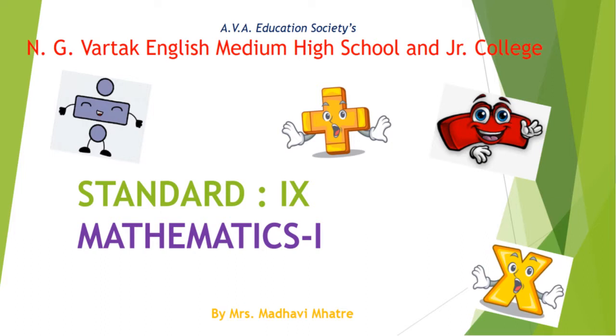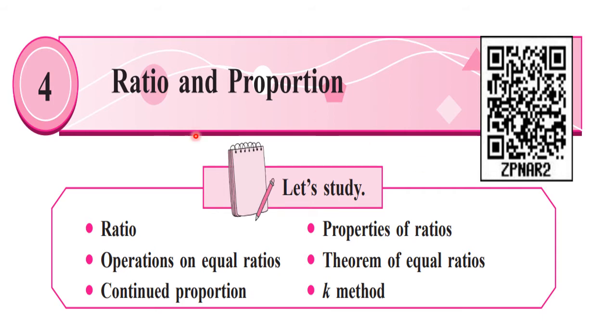We are studying chapter number 4, Ratio and Proportion. In this chapter, we have covered the topics ratio, then we have seen properties of ratios, and afterwards we have studied operations on equal ratios, which are invertendo, alternando, componendo, dividendo, and componendo dividendo. Afterwards, we discussed solved examples and then we started with practice set 4.3.